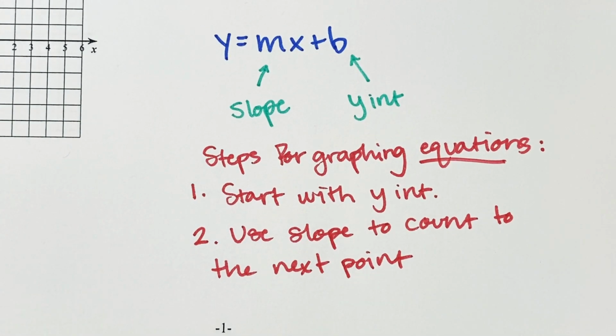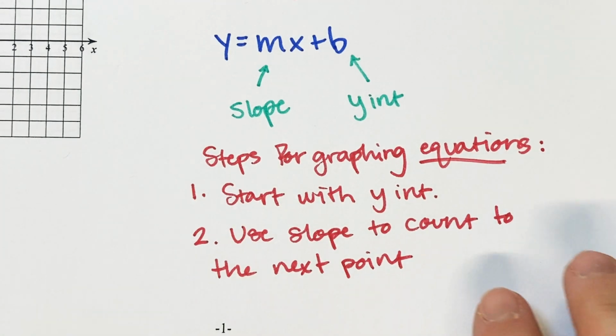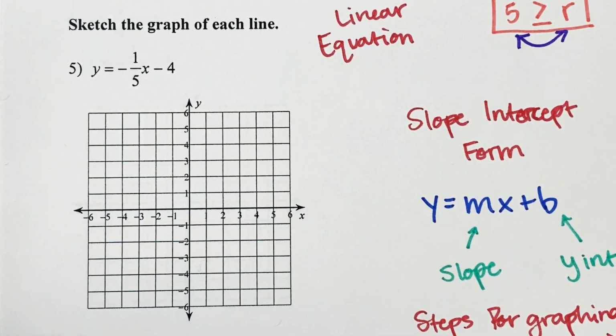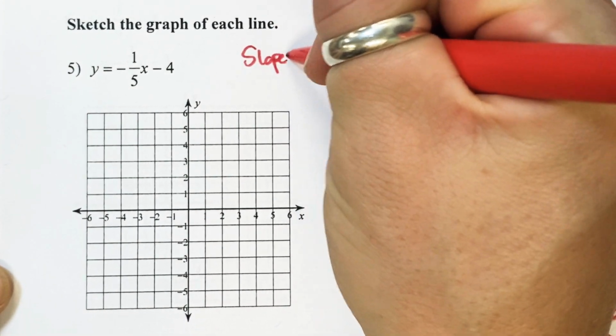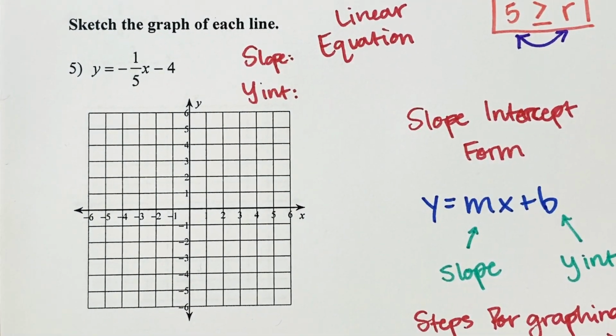And those are our two steps for graphing equations, okay? In a little bit, we'll go over the steps for graphing inequalities, but for right now, we're just graphing a linear equation. Okay, so let's look at number 5. So the first two things we need to identify in order to graph this is what is our slope and what is our y-intercept.